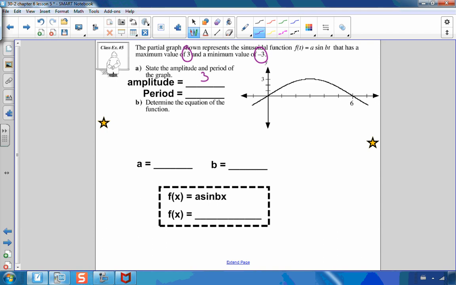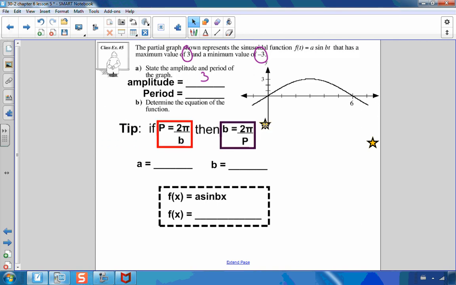Okay, so let's figure out the period of this graph. What we're going to do is find out the period, and then we're going to use our formula to help us. So if we look at this, I have one hill, and that takes me to 6. I only have one hill, but I know that the period is one hill and one valley. If the hill is 6, the valley also has to be 6, and the period altogether must be 12.